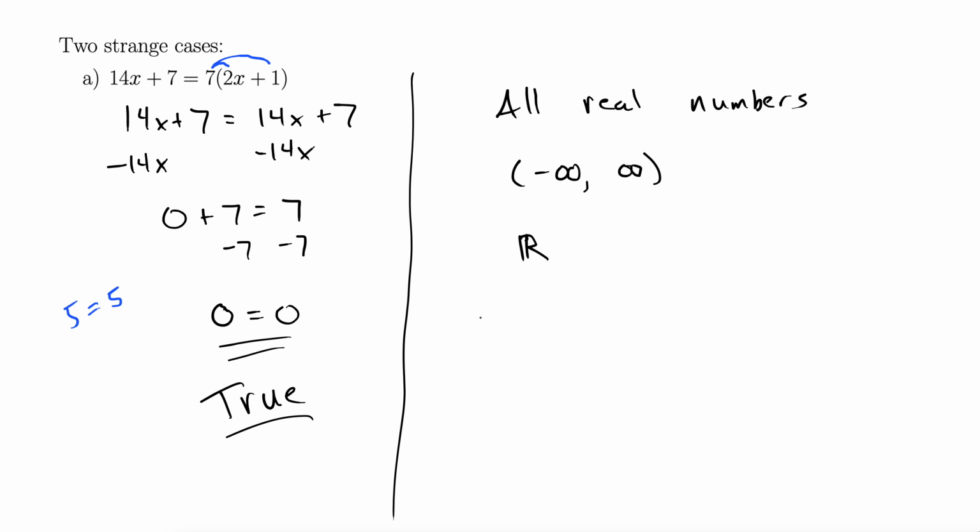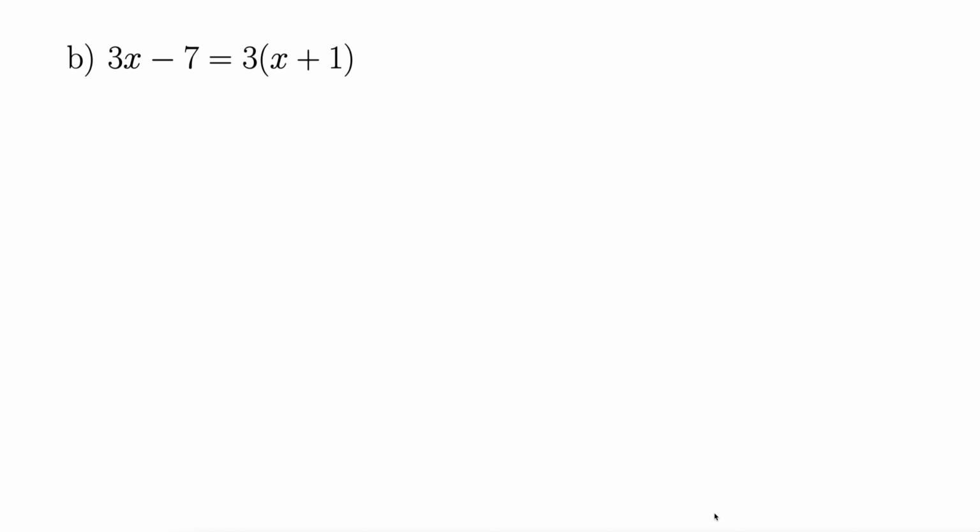All right, let's look at the other strange case. Okay, so here's another strange case. Everything looks okay, initially at least. 3x minus 7 equals 3 times quantity x plus 1. Looks fine to me. Let's see. All right, so we distribute this 3 through to both of those. That's our distributive property. No problem. 3x minus 7 equals 3x plus 3.